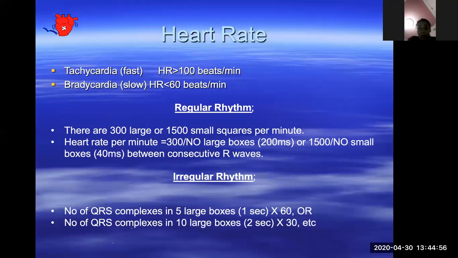But if the rhythm is irregular, that becomes difficult because you cannot rely on the number of squares between 2 RR intervals when they are irregular. In that case, you take 5 of these large squares, and you remember each square is 200 milliseconds, so 5 large squares is 1 second. You count the number of RR waves inside 5 squares, which is 1 second, and multiply by 60. So 1 second times 60 gives you the heart rate per minute.